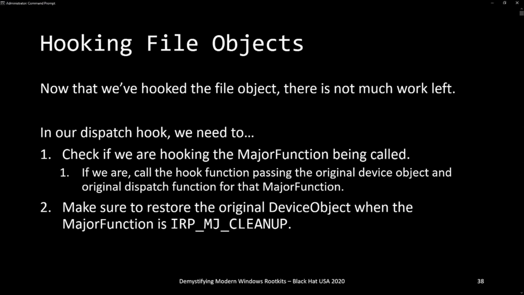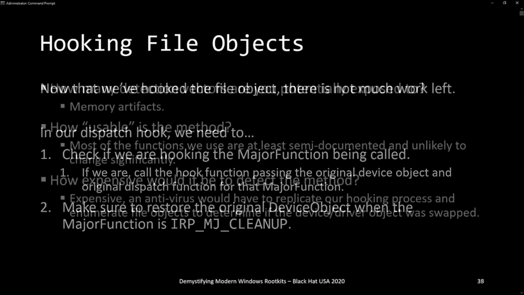So now that we've hooked our file object, there's not much work left. In our dispatch hook, if the major function code that is being called is hooked, then we should pass the original dispatch function, the original device object, and the IRP to the hooked function. Then, if the major function code IRP_MJ_CLEANUP is requested, we need to replace the device object member of the file object with the original device. This is to prevent any issues during teardown.